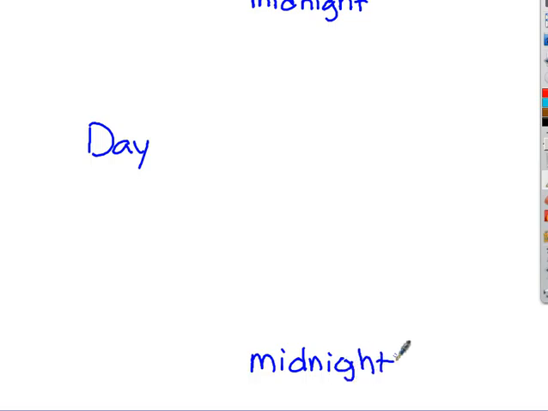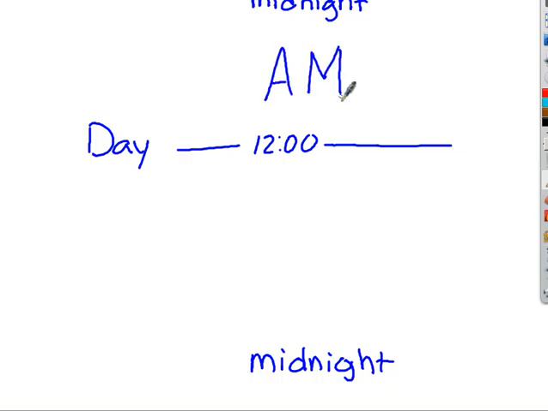What's our halfway point in our day? 12 noon. So right there is where we're going to find our break in AM and PM. The first half of the day is AM. The second half of the day is PM. So the second we hit midnight, we begin our AM hours. The second we hit 12 noon, we hit PM.